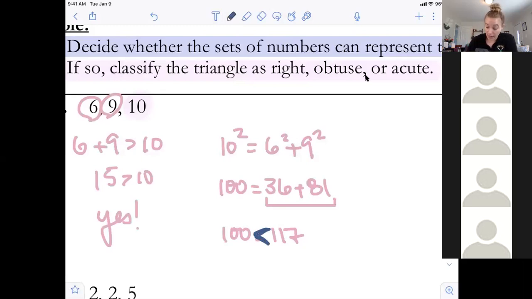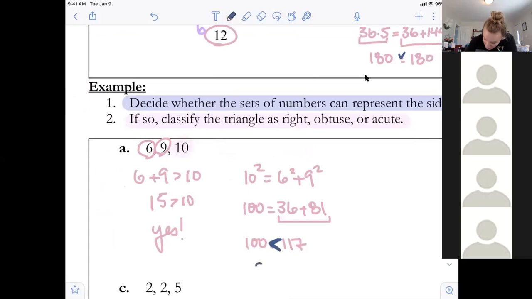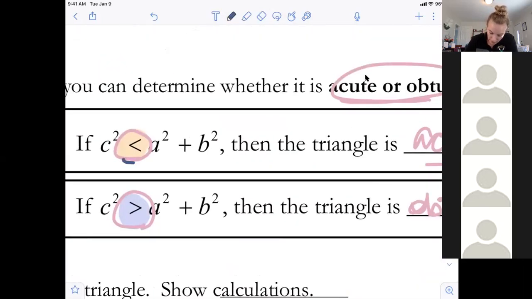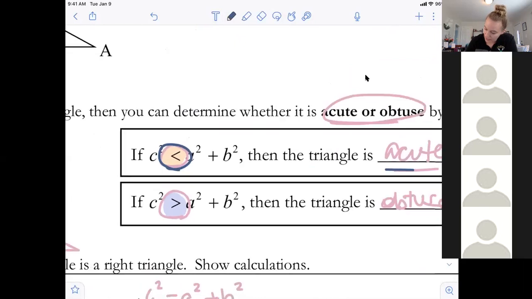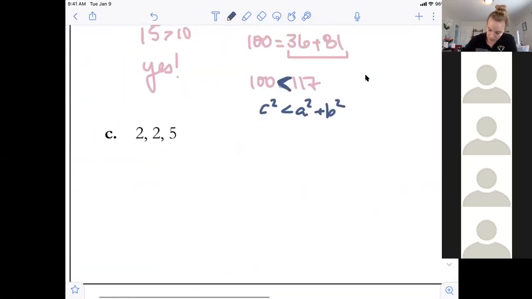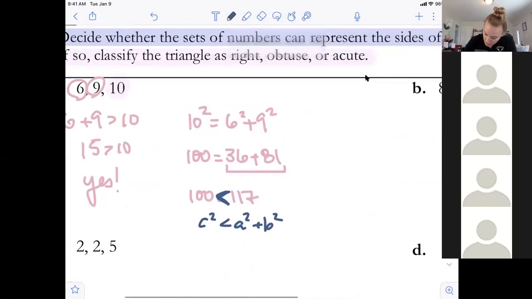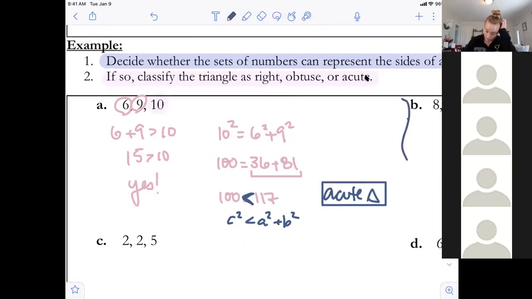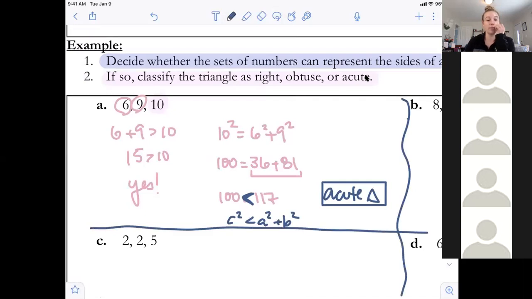Okay, cool. I'm going to go up now and see what it means when c squared is less than a squared plus b squared. If c squared is less than a squared plus b squared, then it is acute. So this is an acute triangle. Again, I had to solve whether it was a triangle first, and then I did a squared plus b squared, and I saw that since it was less than, it was acute.